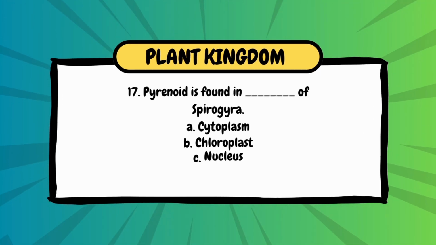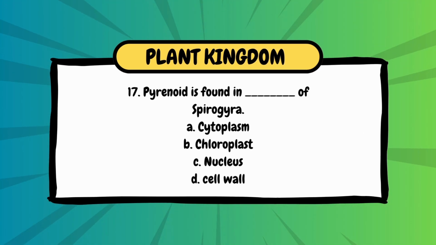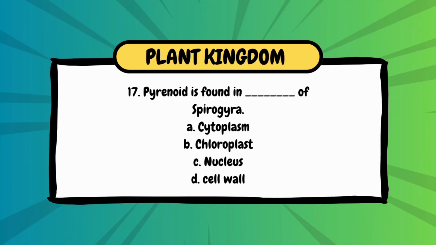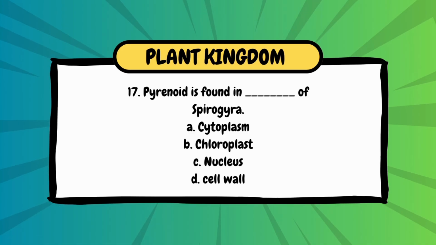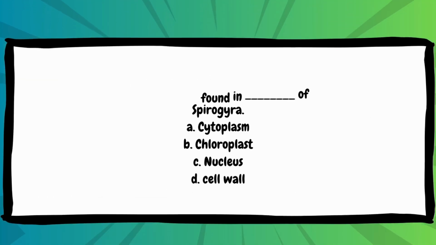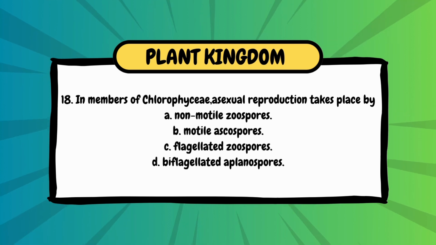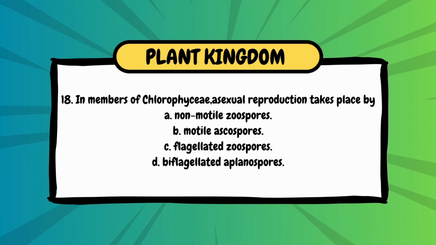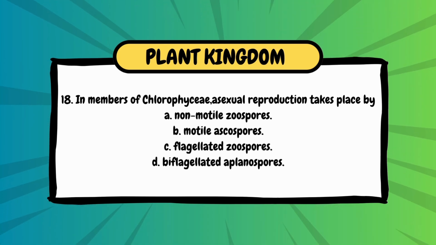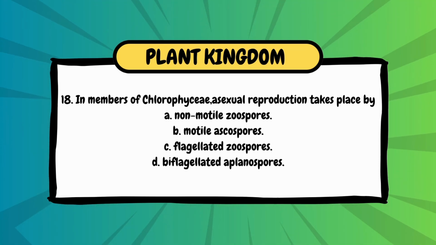17. Pyrenoid is found in dash of Spirogyra. A. Cytoplasm. B. Chloroplast. C. Nucleus. D. Cell wall. 18. In members of Chlorophyceae, asexual reproduction takes place by A. Non-motile zoospores, B. Motile ascospores, C. Flagellated zoospores, D. Biflagellated aplanospores.